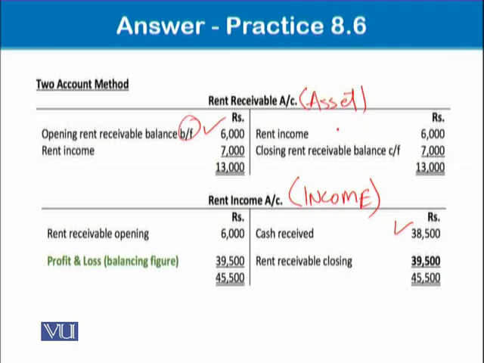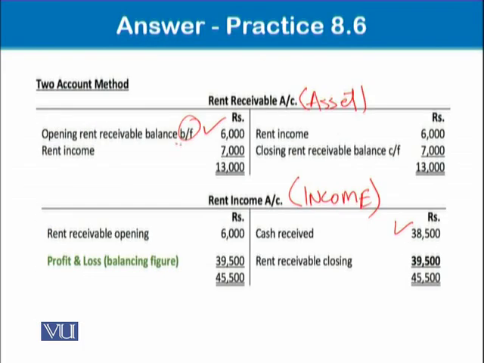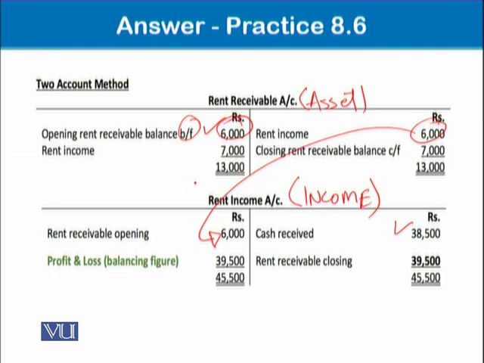So this is it. And then what we see is that the opening balance of receivable will be closed in the income account by this way. So income account will be debited and receivable account will be closed. Opening balance will be closed there. So here we go.